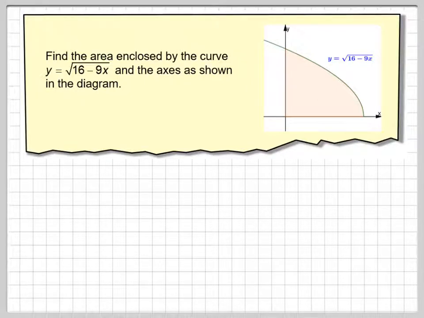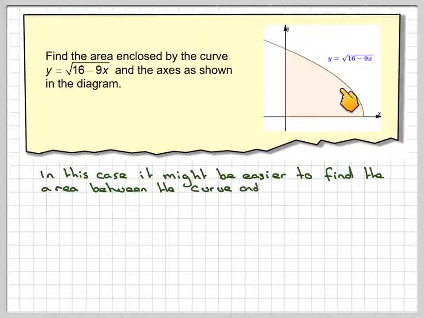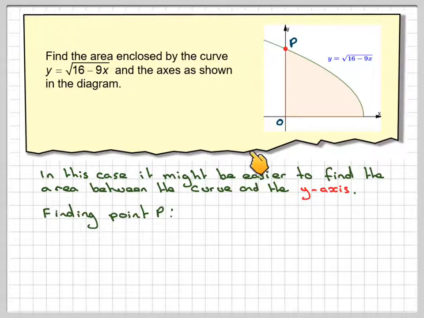So what we need to do is either we can find the area between the curve and the x-axis. However, in this case, it's actually easier to find the area between the curve and the y-axis. So let's just see how we would do that. So this point is 0, so we need to find this point here because this will be the upper limit of the integration that we need to do.